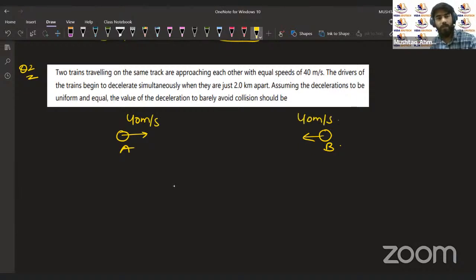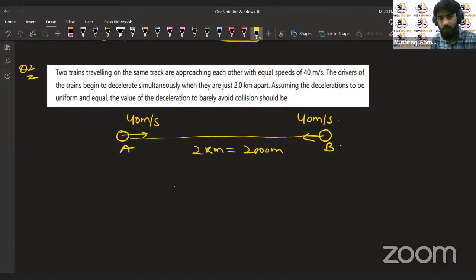And the drivers of the trains begin to decelerate simultaneously when they are just 2 kilometers apart, right? They are just 2 kilometers apart, means when they start decelerating, they were approaching at a speed of 40 meter per second each. So they were 2 kilometers apart, or we can say they were 2000 meters apart, right? Assuming the deceleration to be uniform and equal, the value of the deceleration to barely avoid collision should be. So we have to calculate the value of this deceleration so that the two trains just avoid the collision, right?